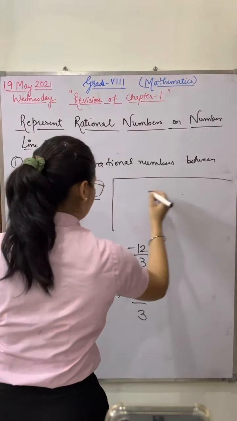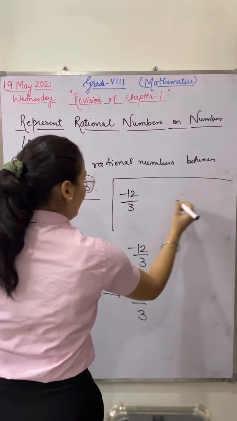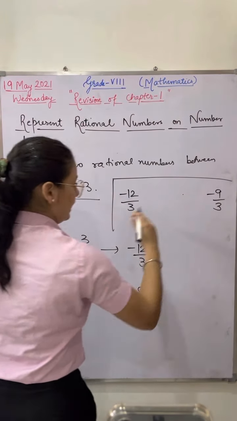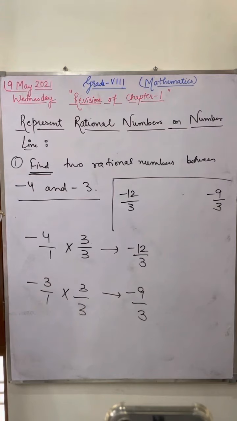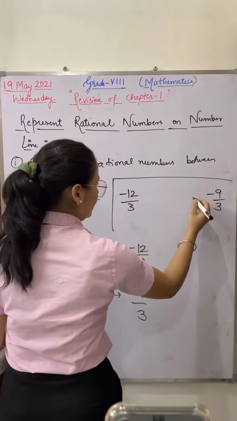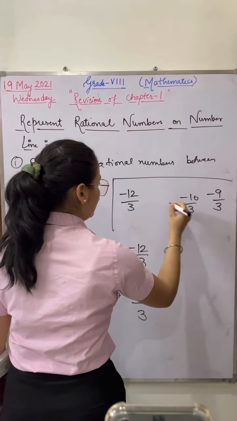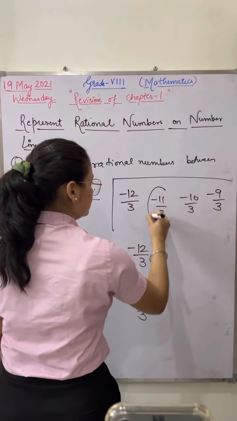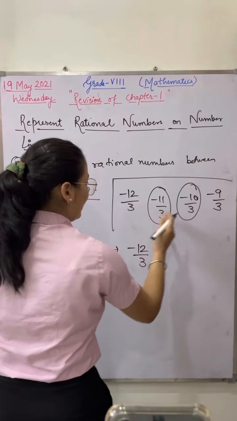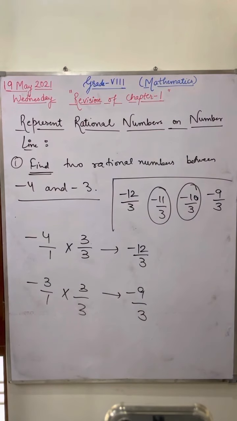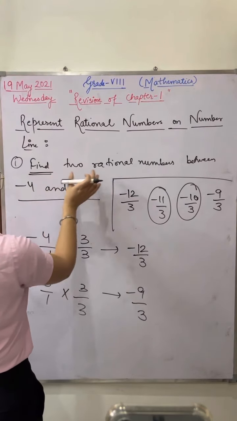Okay? Minus 12 upon 3 and minus 9 upon 3. Any two rational numbers can lie in between these two numbers? Yes. That is minus 10 upon 3 and minus 11 upon 3. These two rational numbers will lie in between these two values. So in this way you have to find out the rational numbers.